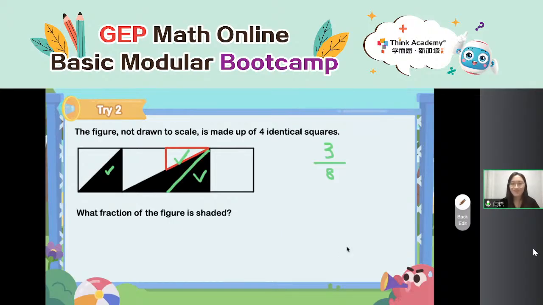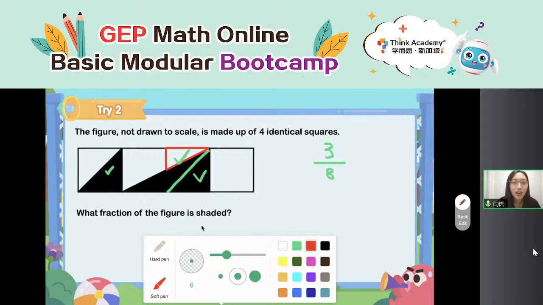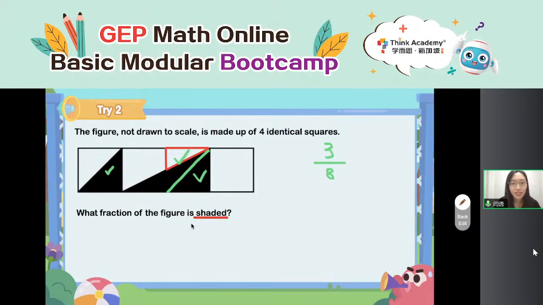Is it easy? Yes, easy. Then I have a bonus question. What if I change the question? I want to ask you, what fraction of the figure is unshaded? If I just put UN here, then what is the answer? This is a bonus question for you. What fraction of the figure is unshaded? Yes, good job. Then it will be 5 out of 8, right?